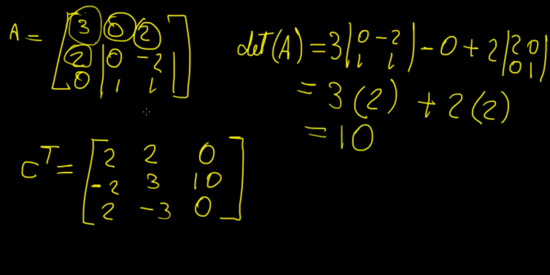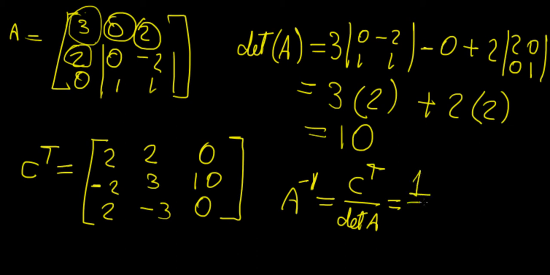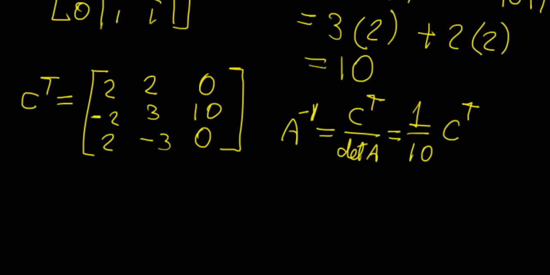Finally, we can find the inverse of this matrix, which is going to be cofactor transpose over determinant of A. So this is going to be this whole matrix, but we're going to divide it by 10, so 1 over 10. And what's this going to be? Well, if we remember that when we have a matrix times a constant, we're just going to multiply that constant by every element in that matrix. So our final answer for the inverse of A is going to be the following.